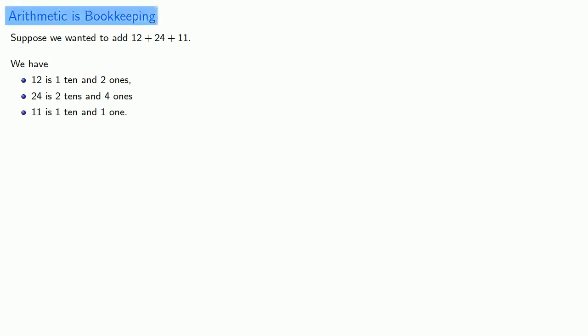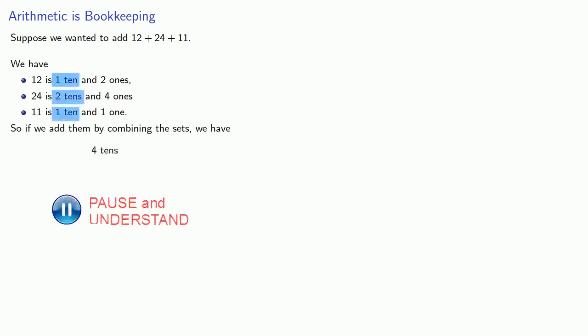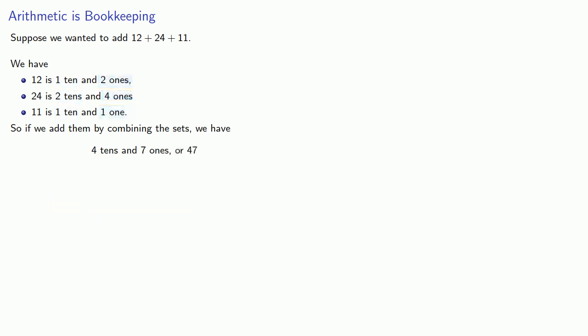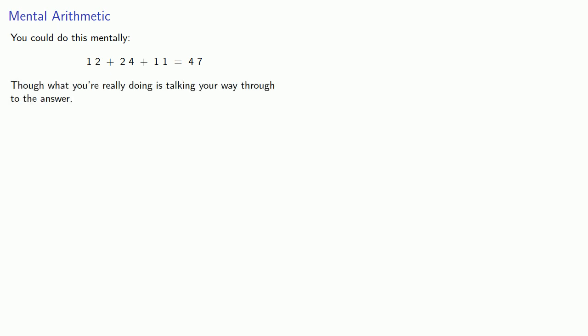And remember, arithmetic is bookkeeping. So if we add them by combining the sets, we see that all together we have 4 tens and 7 ones, which we can write this way, and that gives us our addition. And what's important here is you can actually do this mentally. 1 ten, 2 ones, 2 tens, 4 ones, 1 ten, 1 one, that's 1, 2, and 1, 4 tens, and 2, 4, and 1, 7 ones. Now, we might call this mental arithmetic, but what we're really doing is we're talking our way through to the answer.